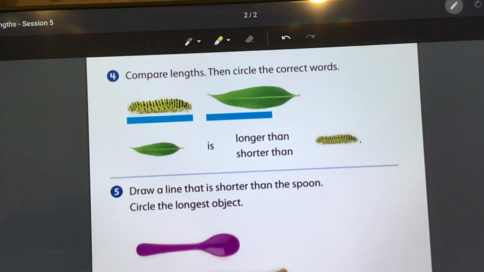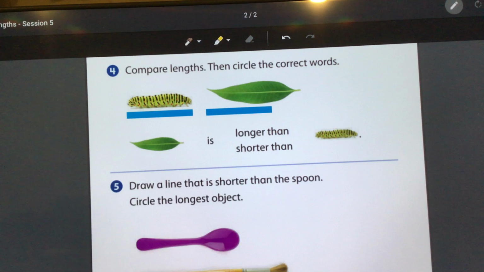Okay, then going to the other side, number 4, compare lengths, then circle the correct words. We have the caterpillar that's the same length as the blue piece of paper, and we have the leaf, which is longer than the piece of paper. So is the leaf longer than the caterpillar, or is the leaf shorter than the caterpillar? Well, if the leaf is longer than the piece of paper and the worm is not, that means that the leaf is longer than the caterpillar.